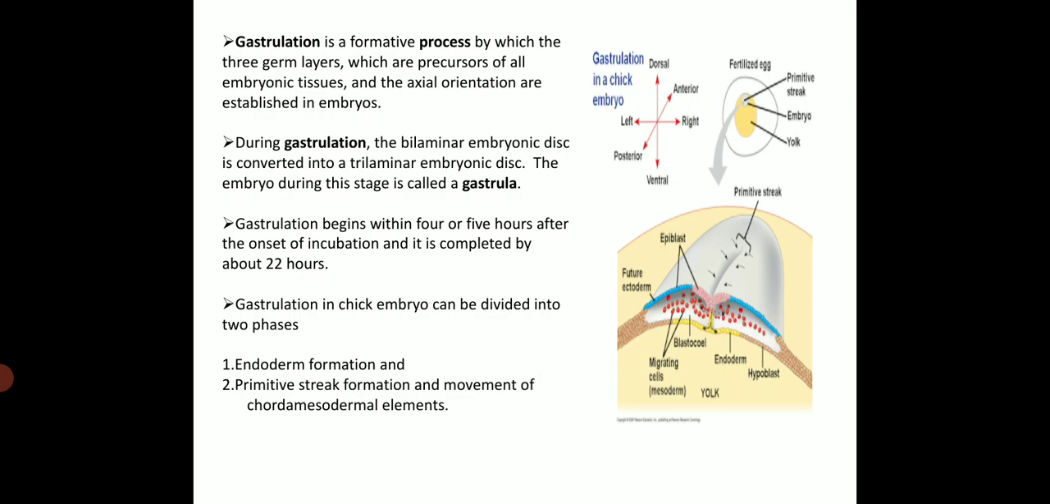Gastrulation begins within 4 to 5 hours after the onset of incubation and it gets completed by about 22 hours. Gastrulation in chick embryo can be divided into two important events which take place during gastrulation. That is endoderm formation, and second, primitive streak formation and movement of cardiomesodermal elements.